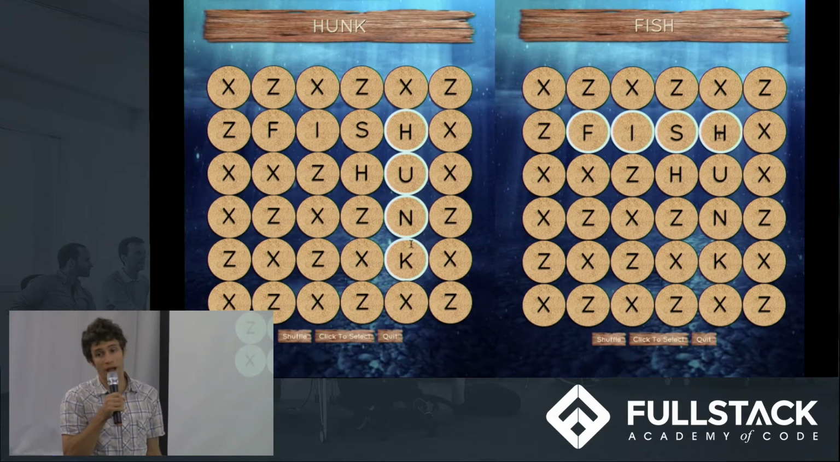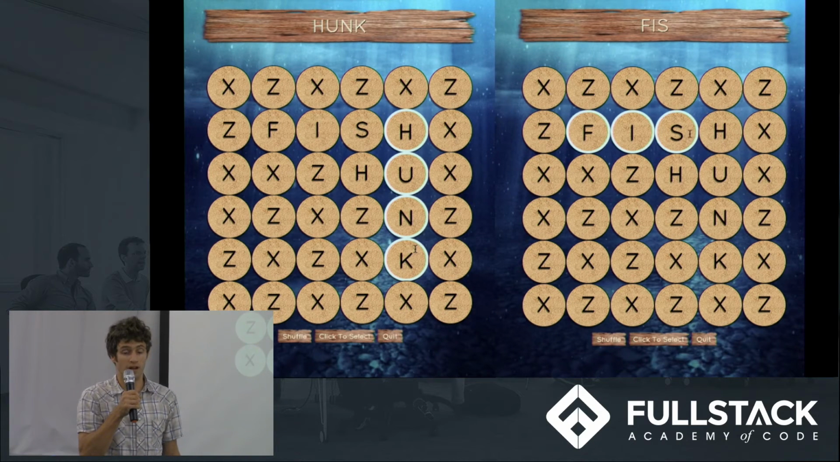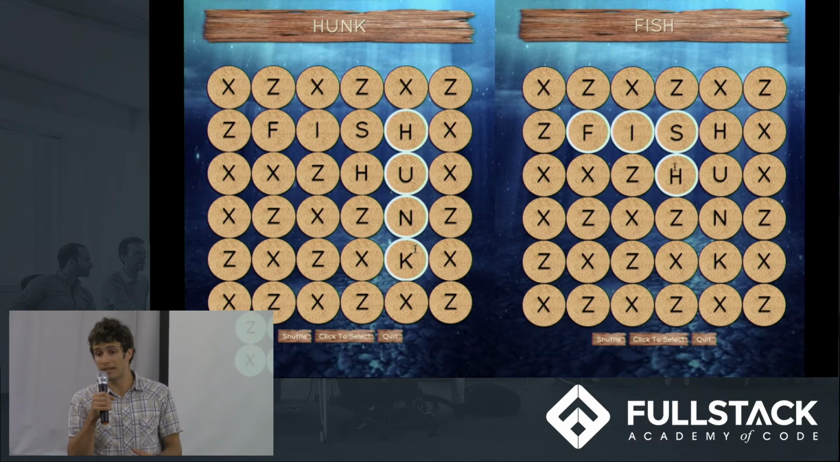To understand why this was such an important feature, let's take a look at a case where Merman plays the word hunk. A fraction of a second later, before his board has been updated, Nemo plays the word fish. Now, a server-side algorithm is going to check whether the H in fish is the same H that was used in the word hunk. If it was, then the word's not valid because that tile's already been used and probably replaced by a different letter. If it's a different H, then it is valid and the word will be validated and all 4 players' boards will update accordingly.